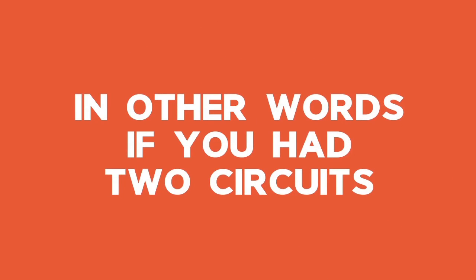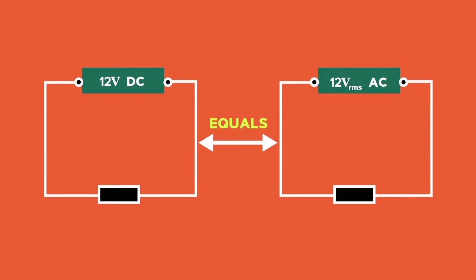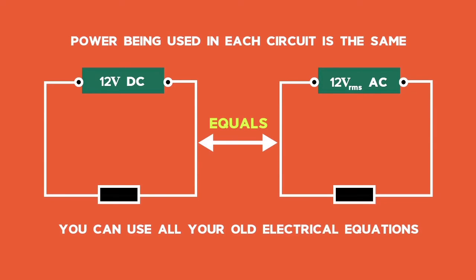In other words, if you had two circuits, one DC and one AC, and you wanted them to use exactly the same amount of power, or energy per second, then you would use the DC values of the current and voltage to be the same as the RMS values of current and voltage in the AC circuit. The power being used in each circuit is the same, so you can use all your old electrical equations.